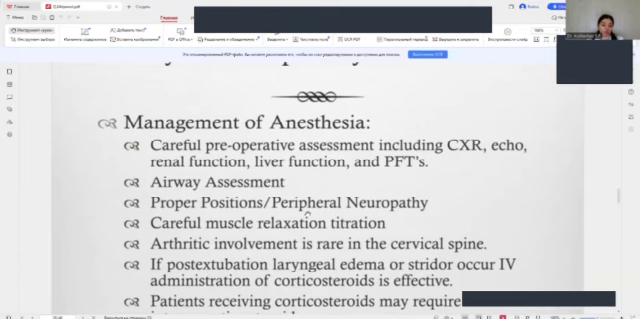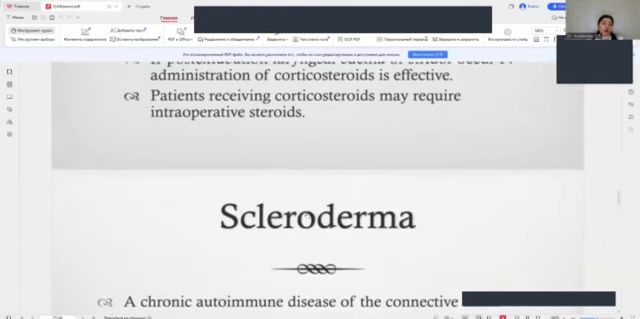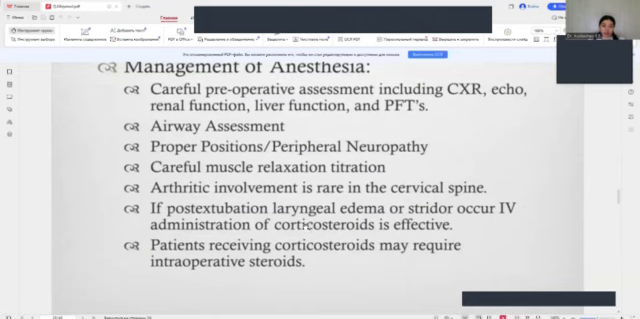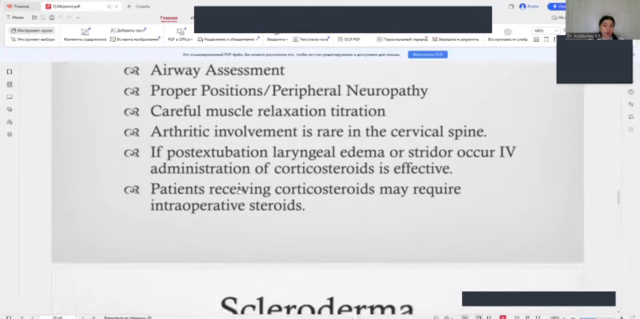So, what is the main treatment? It would be careful preoperative assessment, including CXR, echo, renal function, liver function, and PFTs, airway assessment, proper positioning, peripheral neuropathy prevention, careful muscle relaxant titration, and etc.